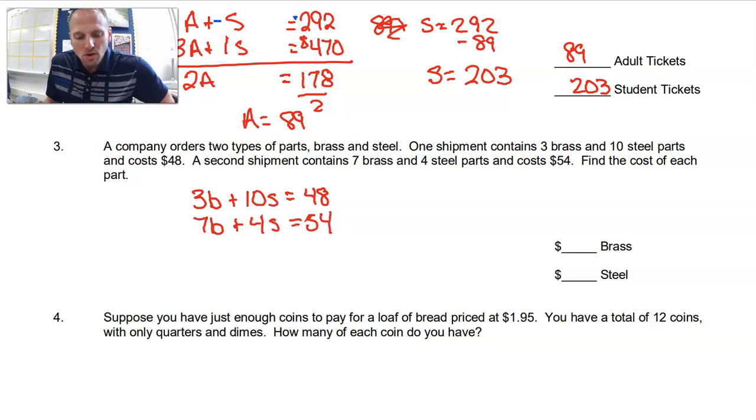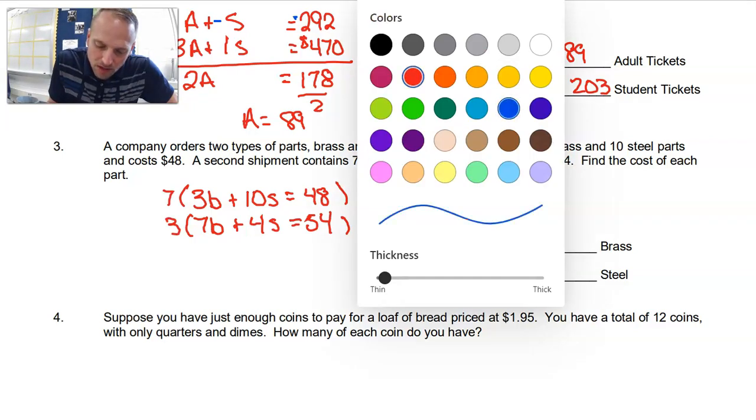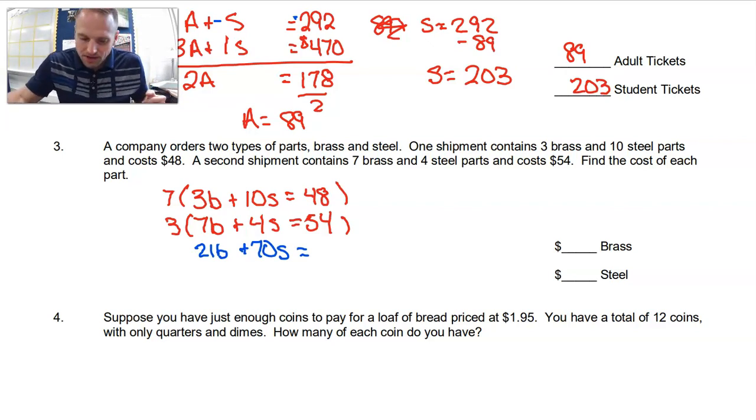Okay, so those are the equations we've got. 3B plus 10S was 48. 7 brass and 4 steel was 54. So let's go ahead and multiply the top by the bottom and the bottom by the top. Multiply the top by 7, bottom by 3. I'm going to put our new equations in blue. So on the top, that's going to be 21B plus 70S equals 48 times 7 is what? 48 times 7 is 336.